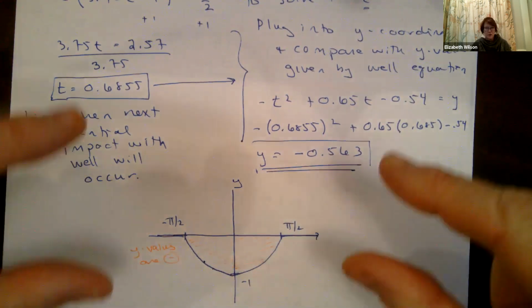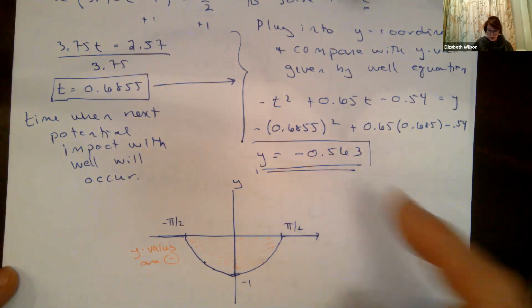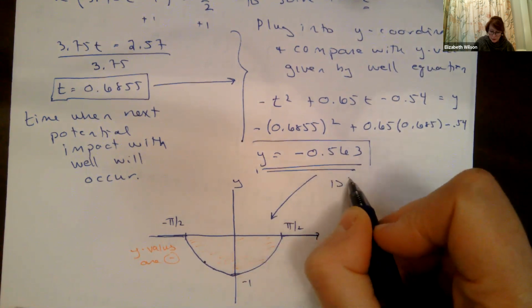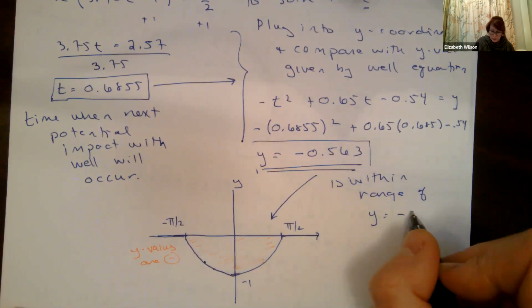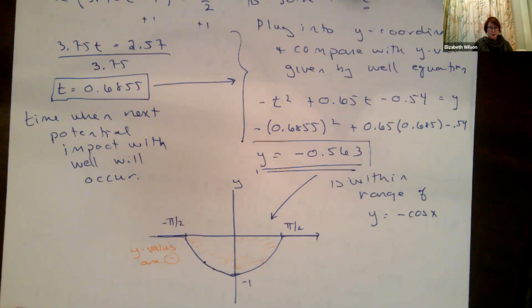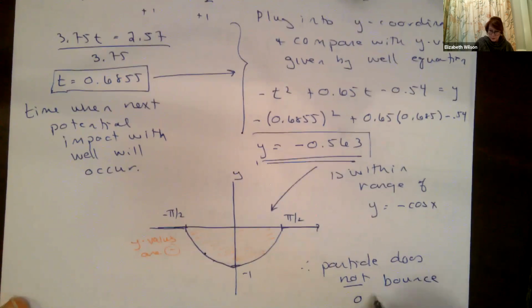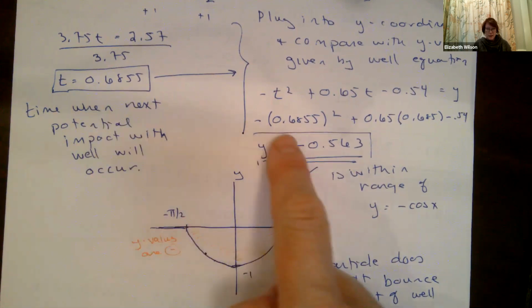Now let's pretend that if this was shifted up a little bit and I dropped it, then I'd have to compare and see if this was in the range of my function. So this value right here is within range of y equals minus the cosine of x, which means that our particle didn't bounce out of the well. Therefore, particle does not bounce out of well.